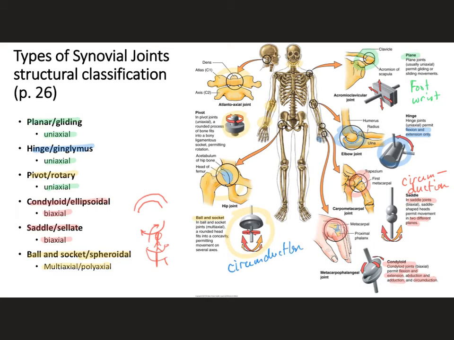All right, so we see that there are 6 different types of synovial joints. This is all based upon structure and movement, because it's the structure of the bone that helps determine how it moves.